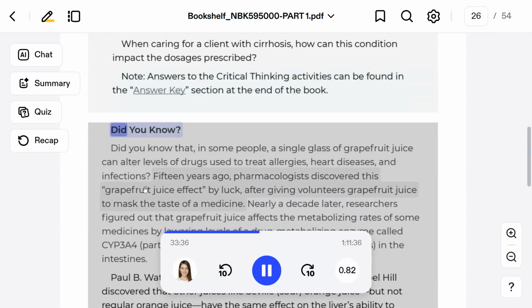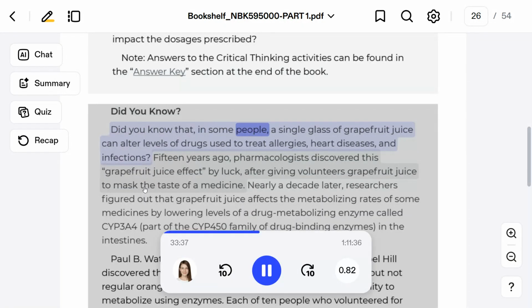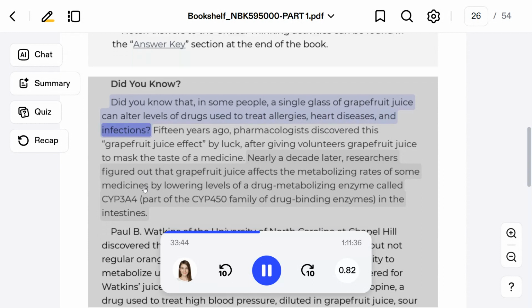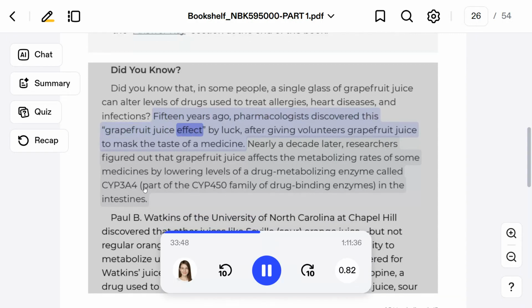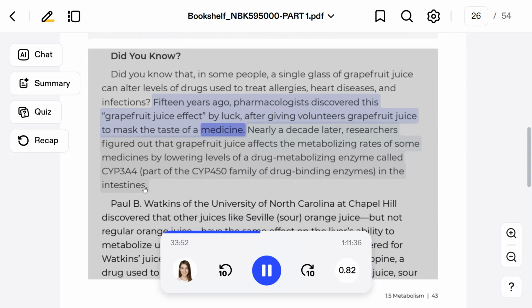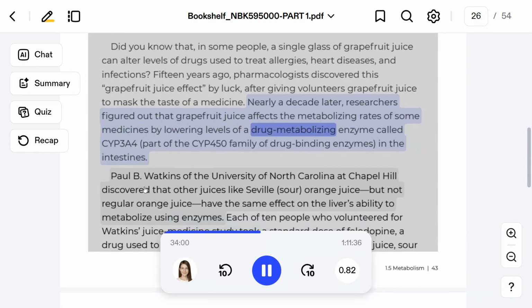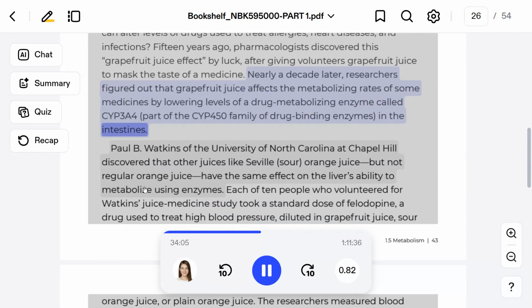Did you know? Did you know that, in some people, a single glass of grapefruit juice can alter levels of drugs used to treat allergies, heart diseases, and infections? 15 years ago, pharmacologists discovered this grapefruit juice effect by luck, after giving volunteers grapefruit juice to mask the taste of a medicine. Nearly a decade later, researchers figured out that grapefruit juice affects the metabolizing rates of some medicines by lowering levels of a drug metabolizing enzyme called CYP3A4 in the intestines.